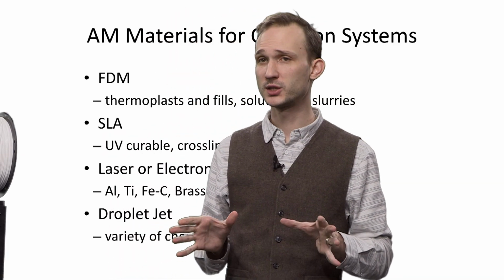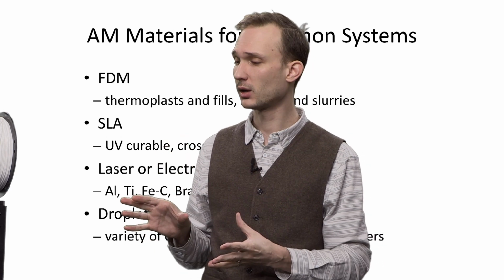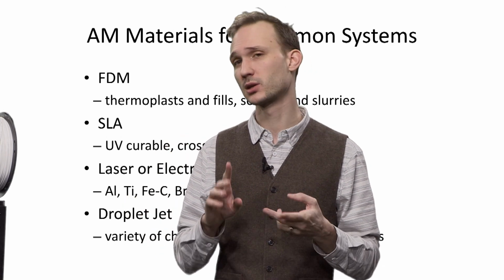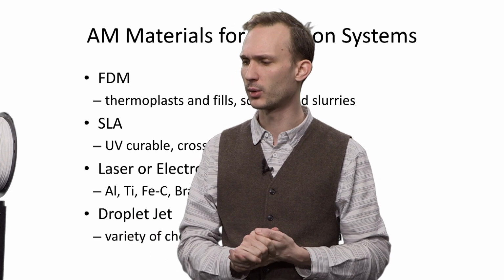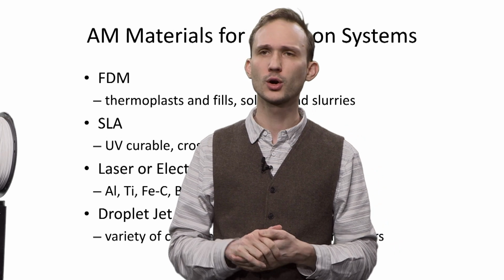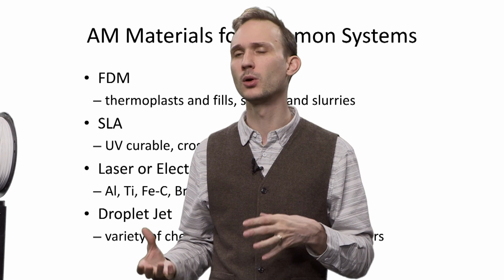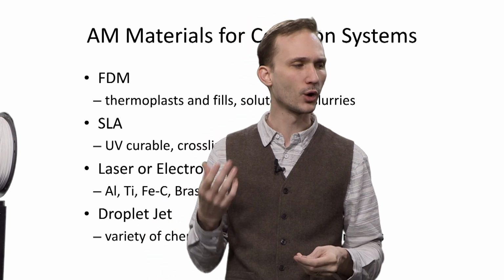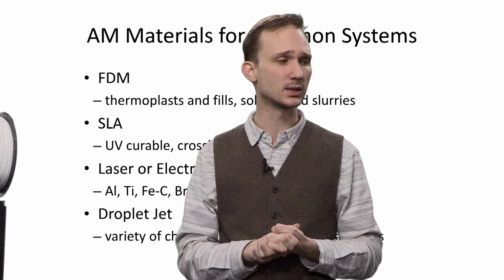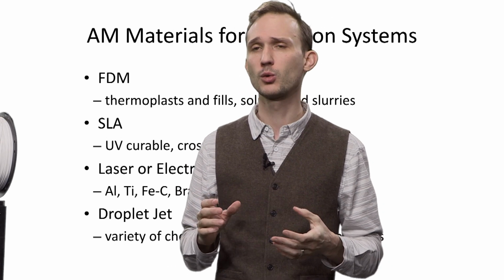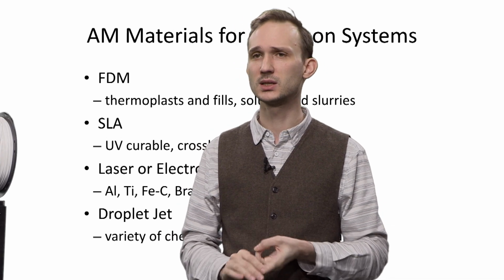So we mentioned a number of materials that we could use for additive manufacturing. For fused deposition modeling, of course, those thermoplastics, thermoplastic fills, and a number of different slurries that we could modify our machine to work with. However, if we want to work with SLA printing, then we're going to be using ultraviolet curable thermosets. If we want to work with powder metal fusion, which can be done in a number of different ways, sintering, etc., then the materials we're going to work with are generally going to be aluminum, titanium alloys, stainless steel, or brasses.